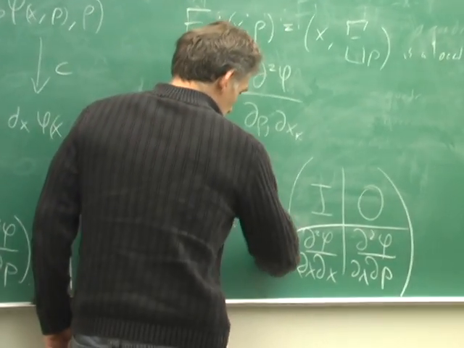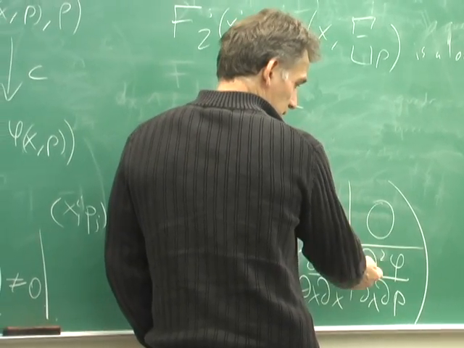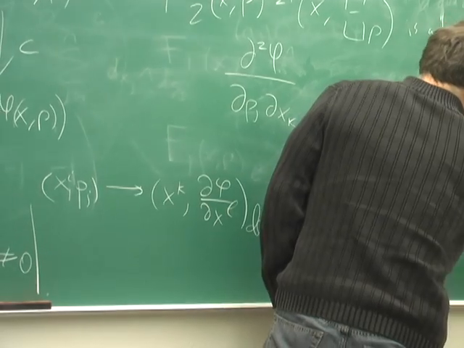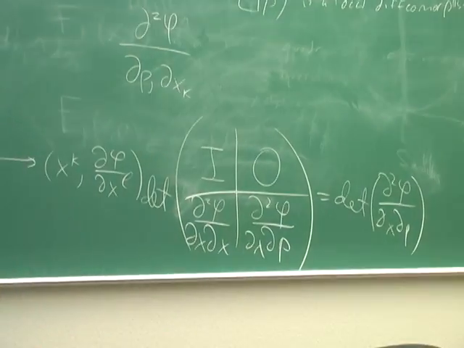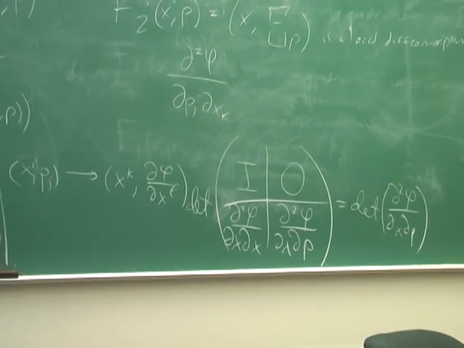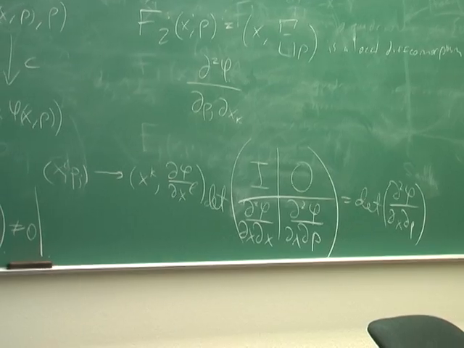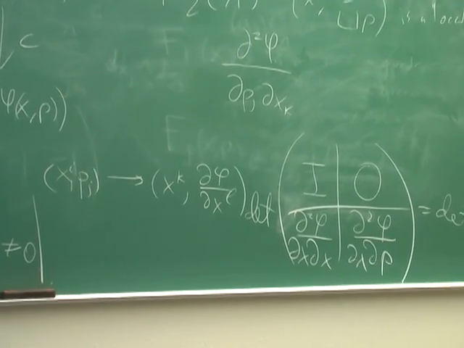And if you take the determinant of that again, because of that 0, it's this minus that, so it's just equal to the determinant of this matrix. And that is the same as this. So if this is not equal to 0, then that is not equal. If this is a local diffeomorphism, then this is also a local diffeomorphism. Is that clear?